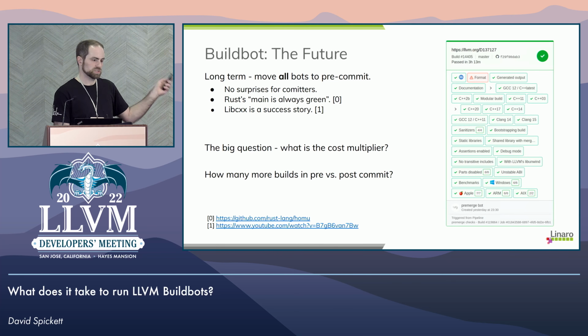The big question there is, what is the cost multiplier? How many more builds in pre-commit? So before any of this can be taken seriously, I need to do some work, work out what that multiplier is and what the dollar multiplier is on that, especially for Linaro.